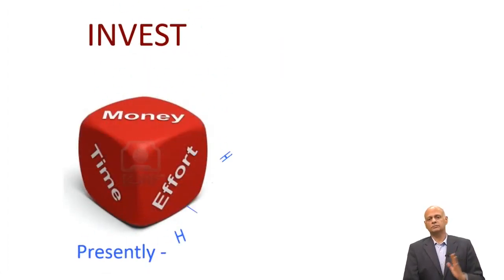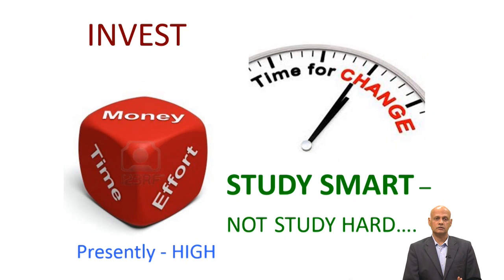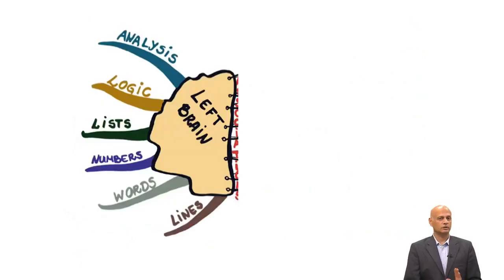We invest a lot of time, effort, money in studying, but now the time has come for us to change. Work smart, not hard. Our brain, you must have heard somewhere, is divided into two parts, the left hemisphere and the right. Do you recall the slide which I showed when how do we take notes? There are words, there are numbers, lines, lists. Yes, that's the way we feed information to the brain, correct? In the single color notes, which is all left brain.